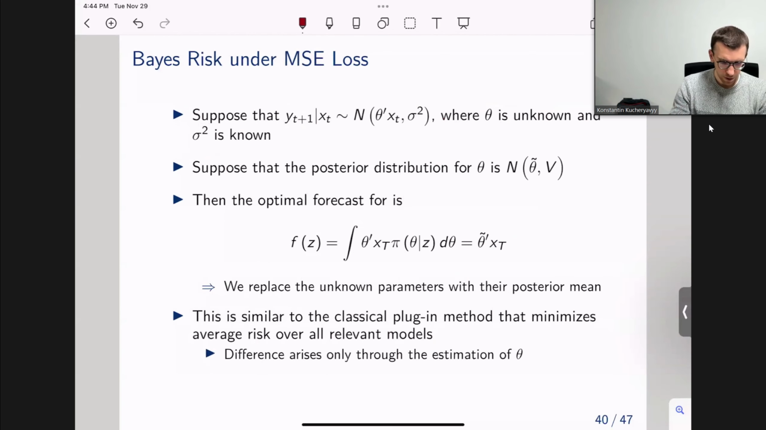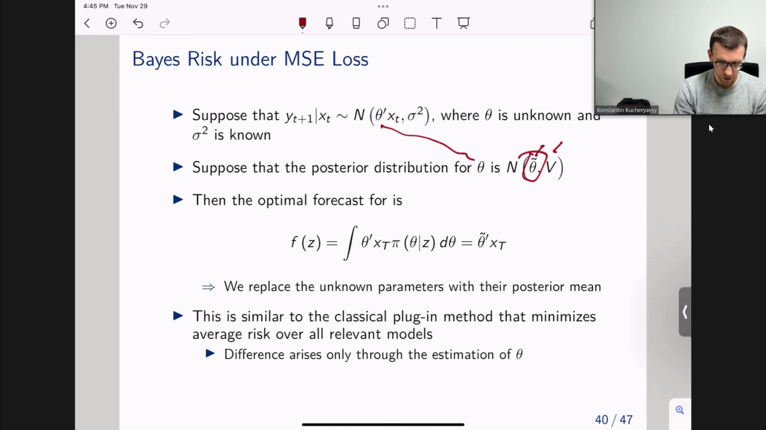So to give an example, suppose that this is our model for the data. Suppose that theta is the parameter, like a linear regression, so a linear model for the mean. Suppose that theta is unknown and variance is known. Then also suppose that the posterior distribution for parameter theta is normal with some mean theta tilde and variance V. Then the optimal forecast will be this mean.